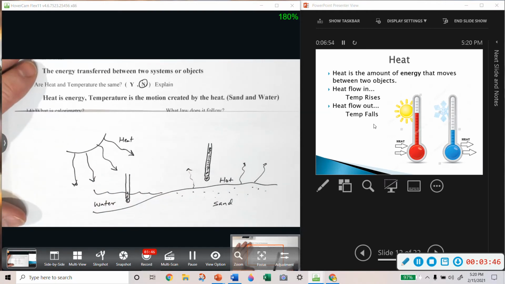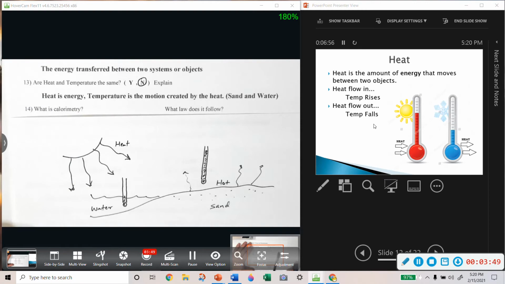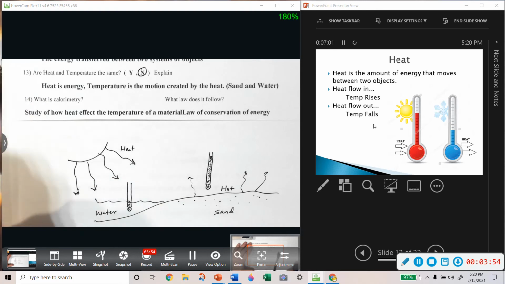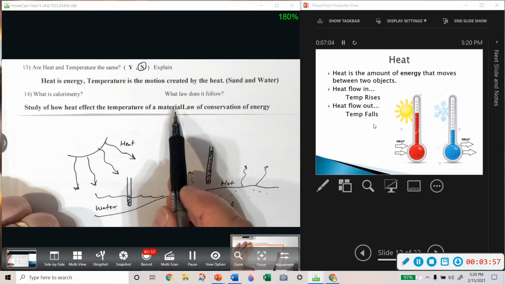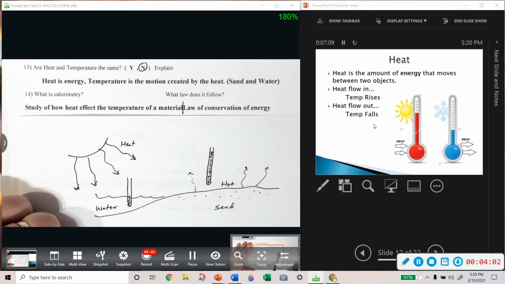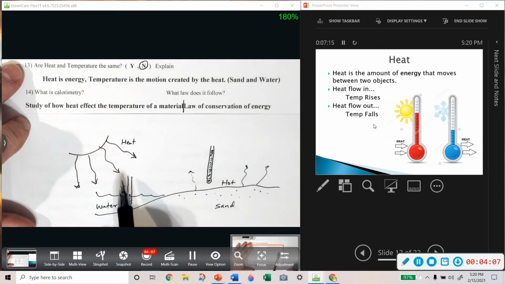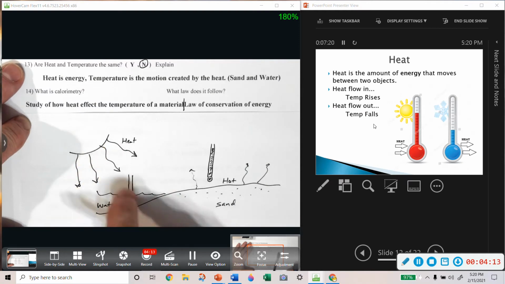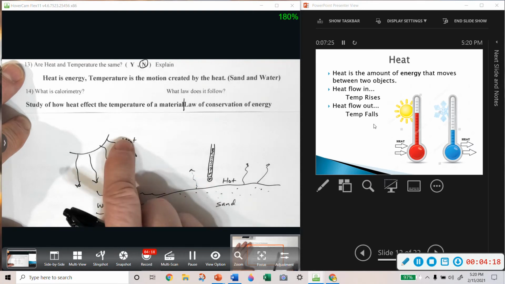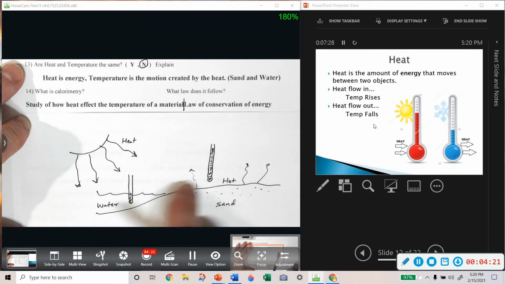Okay? Let's move on. What is calorimetry? Calorimetry is the study of how heat affects the temperature of different materials. Okay, and we use it to help study the law of conservation of energy. Okay, and that's very important. So calorimetry is when we study how much heat goes in and how the temperature responds. It's looking at these two together and see how they work. And why does the sand get hotter? And so we can actually study this effect, and we call that effect of heat and temperature changes calorimetry.